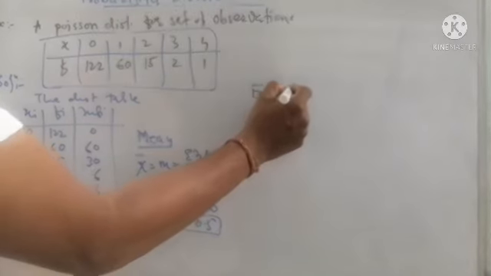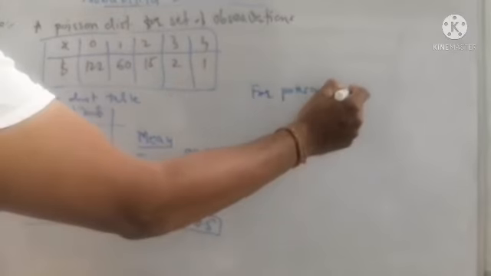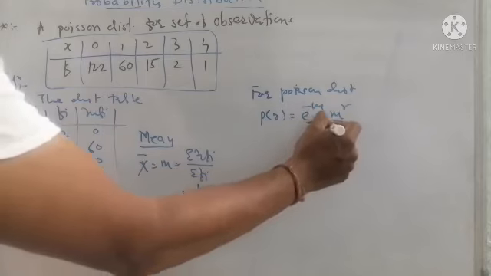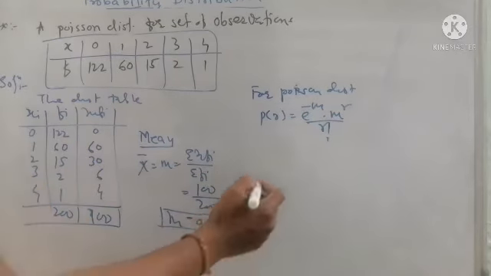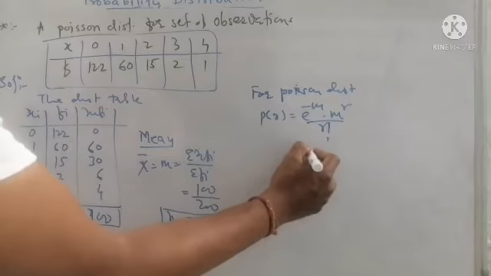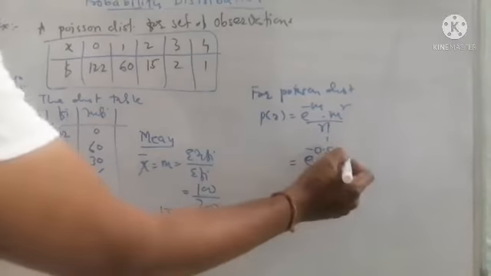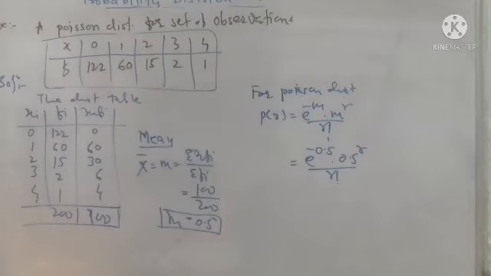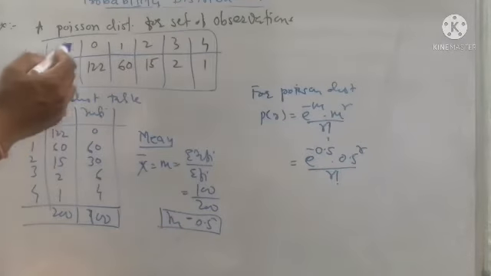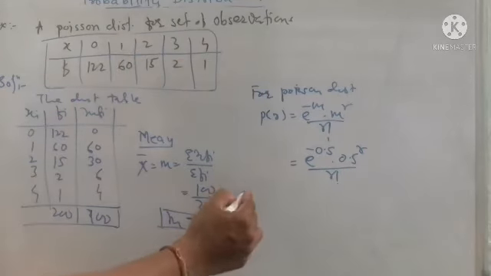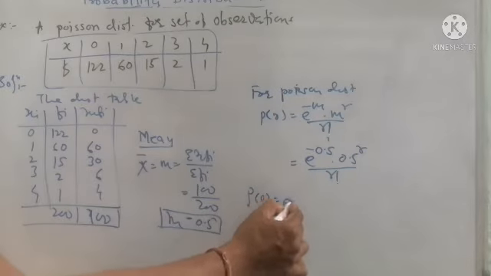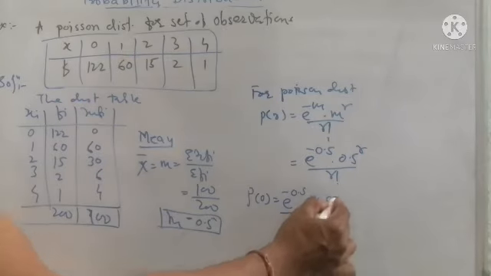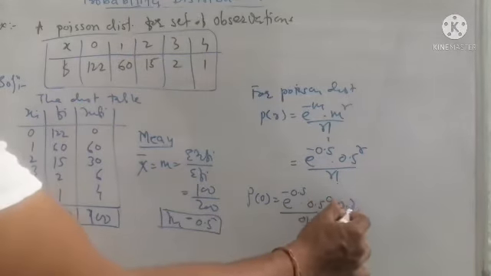For the Poisson distribution, p of r is equal to e raised to minus m into m raised to r divided by r factorial. As here m is equal to 0.5, p of r is equal to e raised to minus 0.5 into 0.5 raised to r divided by r factorial. Taking the value of r as the variable x, 0, 1, 2, 3, 4, we get p of 0, which is e raised to minus 0.5 into 0.5 raised to 0 divided by 0 factorial. By calculation we get the value as 0.3033.